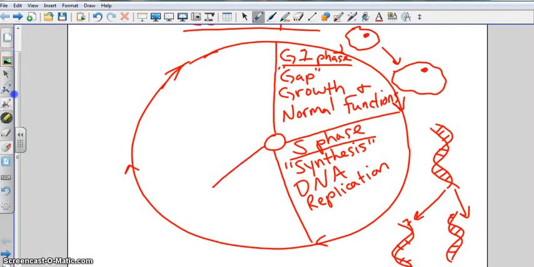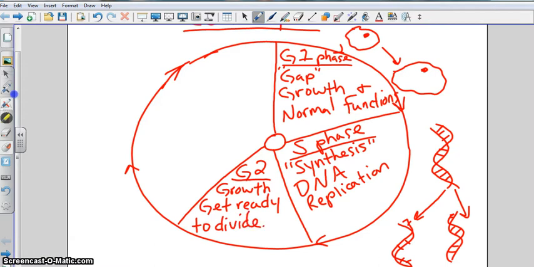The third part of the life cycle is going to be what we guessed a minute ago, the G2. And we're going to have more growth. But the main thing is we are going to get ready to divide. So the cell is going to prepare for mitosis. It's going to make more organelles. So it's going to make more mitochondria. It's going to make more vacuoles. But it's getting ready to do what? Divide.